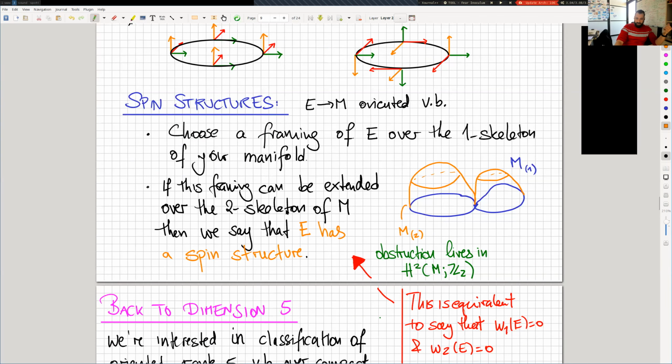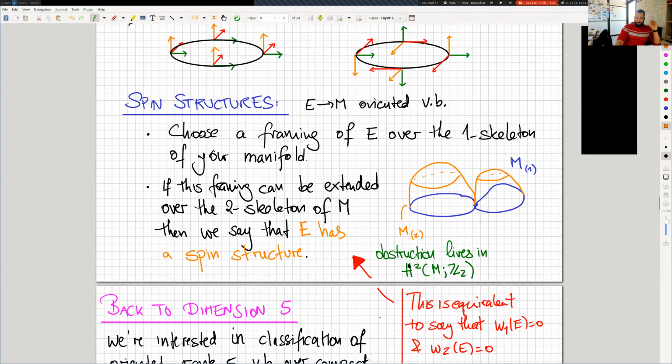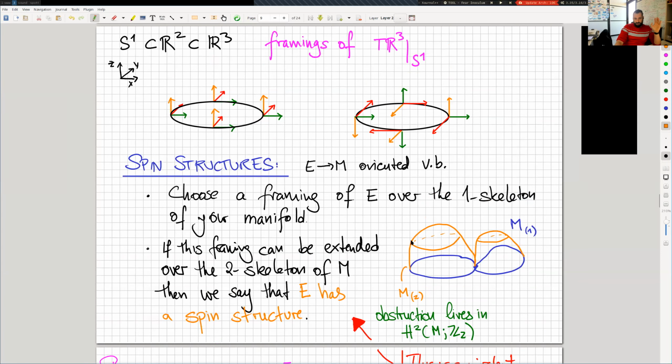And you can translate this into characteristic classes. This is equivalent to saying that a spin structure is something where the vector bundle has a trivial first Stiefel-Whitney class and a trivial so-called second Stiefel-Whitney class, which I will not explain here, but you can express it in these two terms. But for this talk, it's enough to know that this is a spin structure.